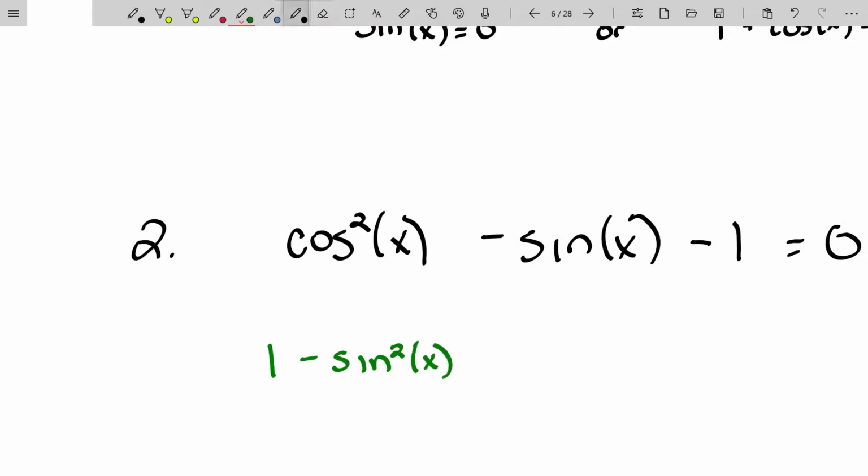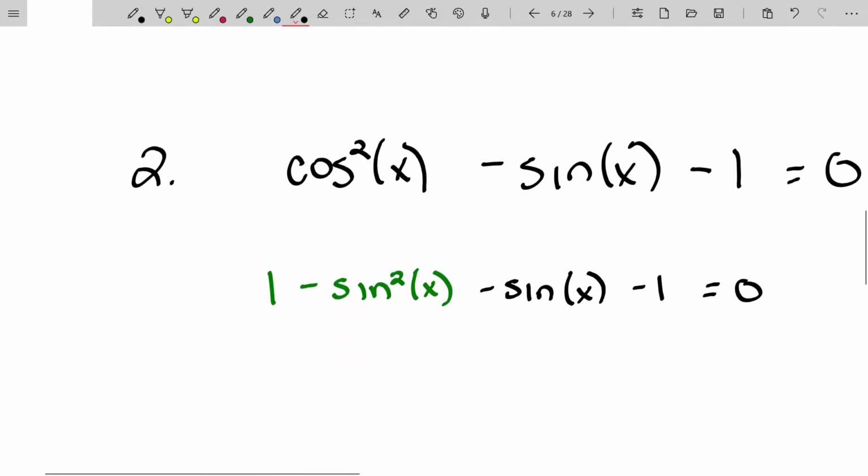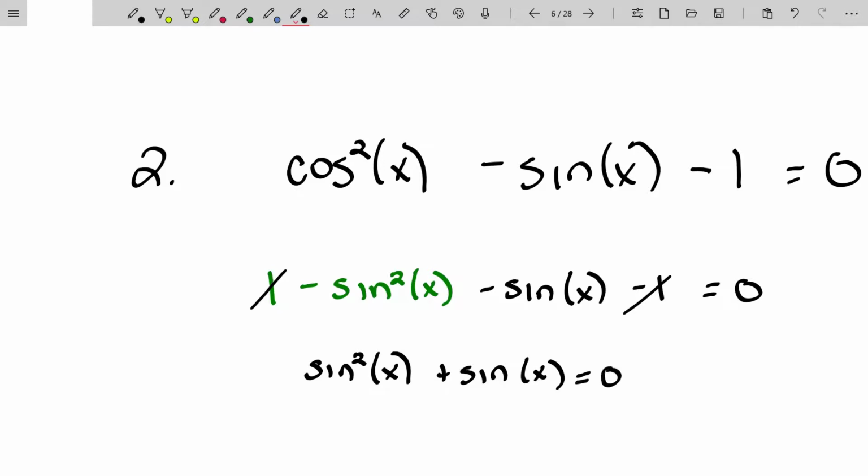And then we still have the remaining minus sine of x minus 1 is equal to 0. In this case, you can see the 1 minus 1's cancel. I'll multiply both sides by a negative 1. You get sine squared of x plus sine of x is equal to 0. Technically, here I could just factor. But just to let you know, you want to look for those types of identities.